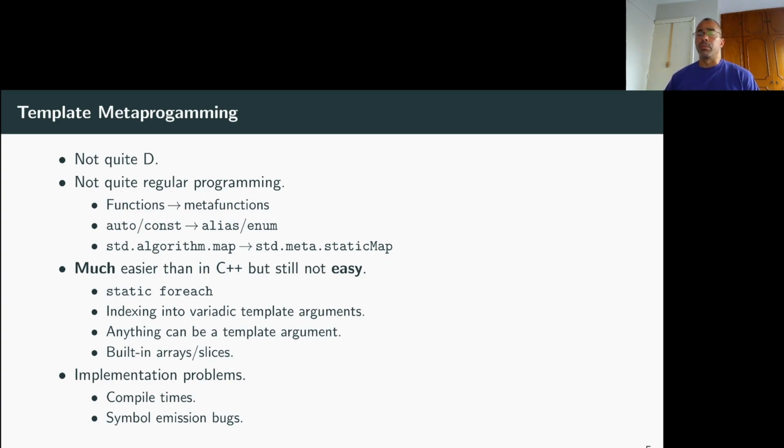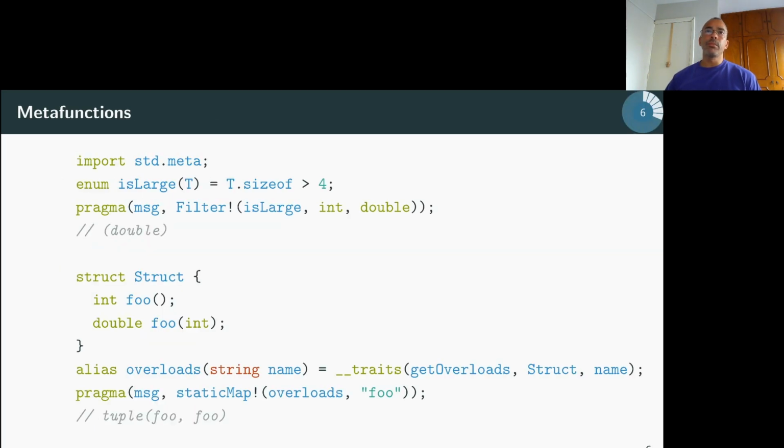We've had implementation problems though. Compile times go up, which is common. This is not something that's particular to D. And we've also had symbol omission bugs in which we have linker errors because certain symbols didn't get omitted. There's a reason why the flag -allinst exists in DMD, and that's to include all templates. So all of these can make working with reflection in D today a lot harder than maybe it should or could be.